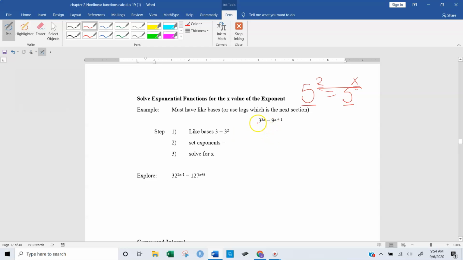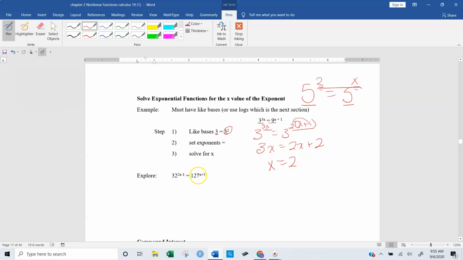So I go down here and I have a 3 and a 9. Well, 3 is okay because it's prime. But I need 9 in terms of 3, which means that has to become 3 squared. So we're going to rewrite this as 3 to the 3x equals 3 squared to the x plus 1. Now the bases are the same, so the exponents have to be equal. So we just do 3x equals 2x plus 2, because I'm going to do that distribution. Subtract your 2x, and x equals 2, and you're done.